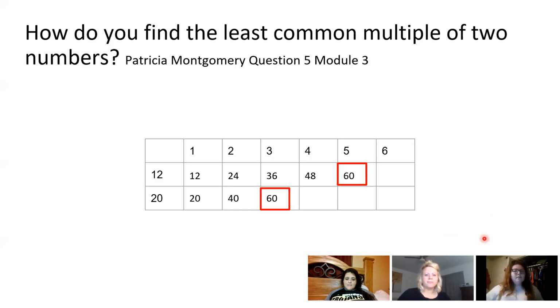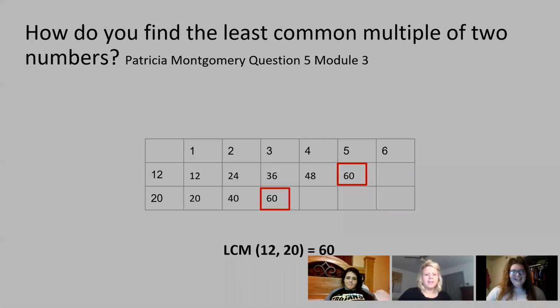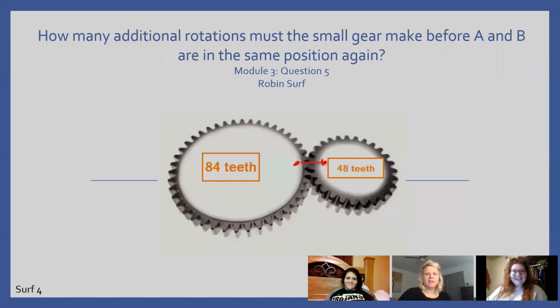Very cool. I like that way. That's a pretty simple way to figure it out too. Yeah, I like the chart. Me too. I'm a chart gal.